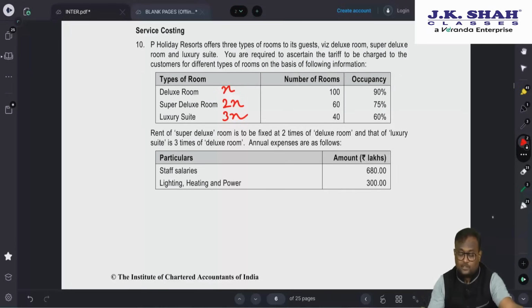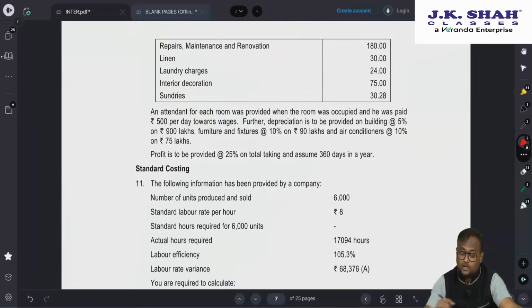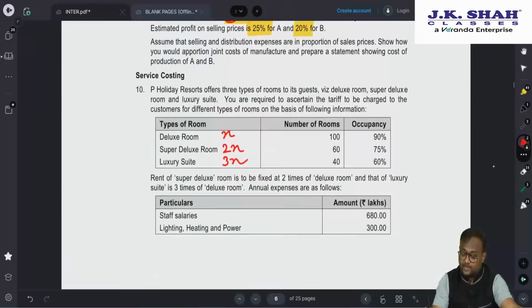Annual expenses. Now, just get the total of all expenses: staff salaries, lighting, repairs and maintenance, linen, laundry charges, interior decorations, sundries. The attendant for each room was provided when the room was occupied, and he was paid 500 per day. So, he was getting 500 per day per room. There are 360 days, guys, please understand. There are 360 days in a year.